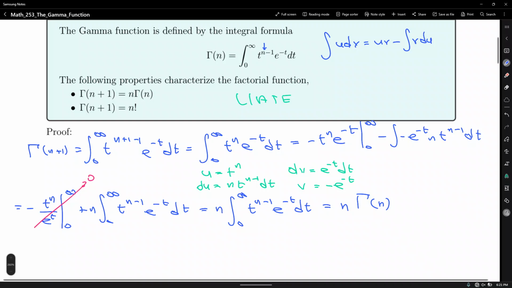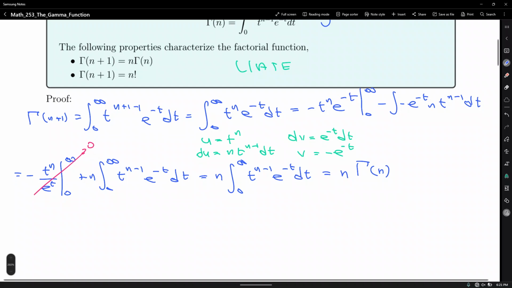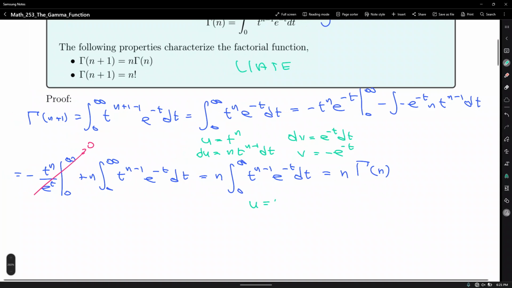Now, let me do a second iteration of this just to show you the pattern. Of course, I'm not going to be here forever doing these integrals, all right? So number two. Using integration by parts, I'm going to set u equal to t to the n minus 1. du will be n minus 1 t to the n minus 2 dt.